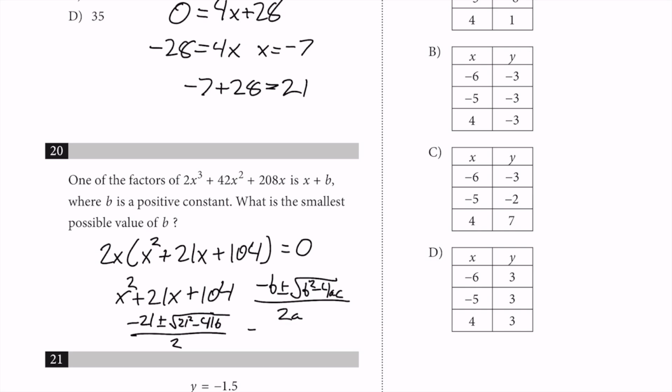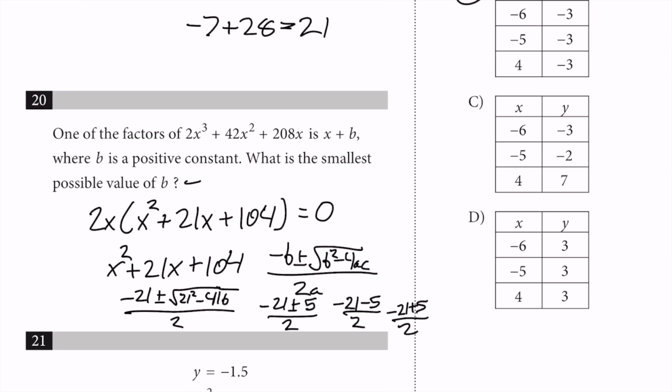That's going to give us 25. So negative 21 plus or minus the square root of 25, which is 5, over 2. It's going to give us negative 21 minus 5 over 2, negative 21 plus 5 over 2. So that means our choices are either going to be negative 13 or negative 8, which means our factors are either going to be x plus 13 or x plus 8, which means b is either going to be 8 or 13, but we're looking for the smaller of those numbers, so we're going to go with 8.